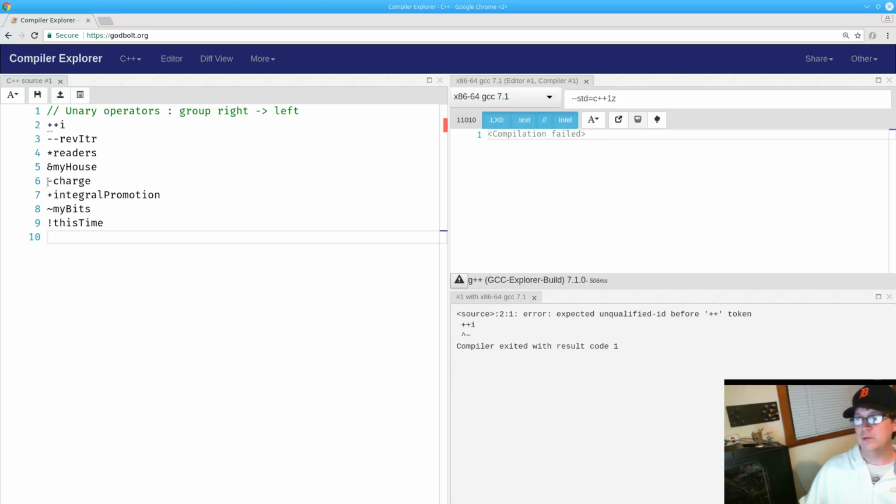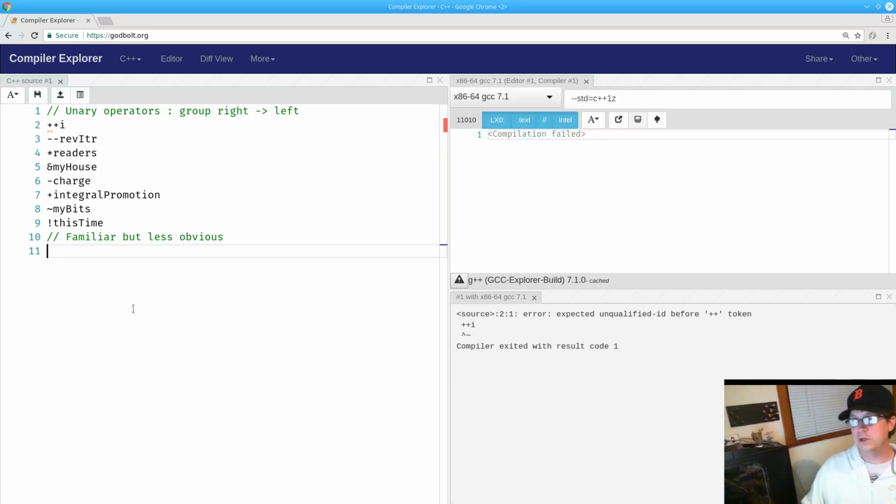The unary form of mathematical negation, the negative sign. So here I have a negative charge. Or I can have the corollary, unary plus. The only thing it actually does is integral promotion. Otherwise, it just evaluates to the value in this expression. I can have the bitwise negation here. This is not my bits. This form of negation is the logical form. So this could be read as not this time.